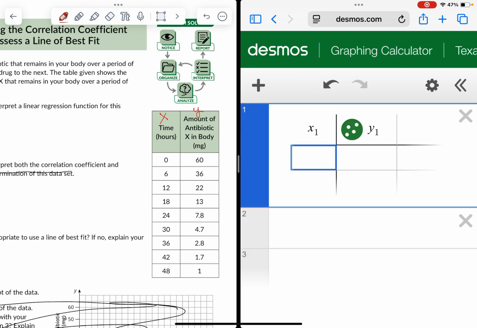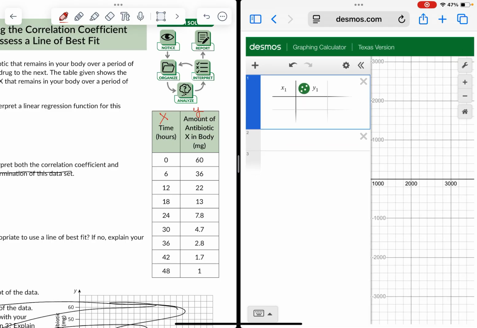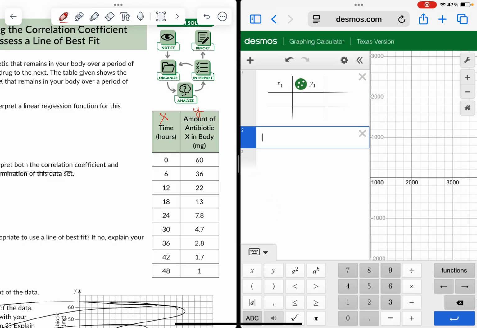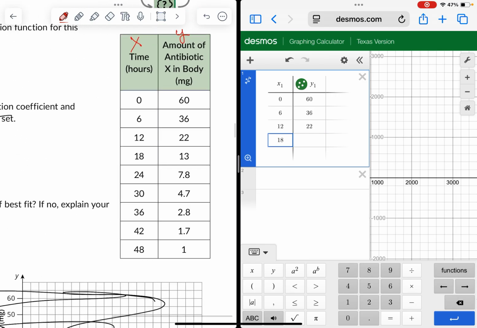So let's add a table, and let's go look and see what our regression line is, and also what our coefficient of correlation is. So 0, 60. I'm going to go put all these in. It's a little tedious, but this is a lot easier than using a graphing calculator. 12, 22, 18. On the next line, 18, 13. What do you see is happening?